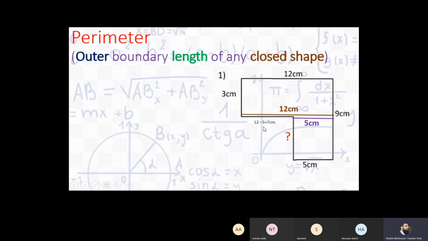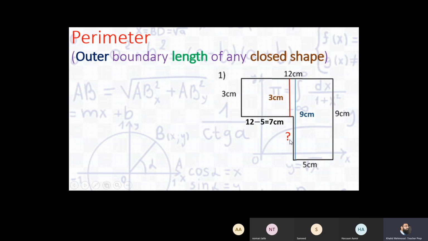So that's why our answer will be 12 minus 5, which is equal to 7 centimeters. Similarly, if you want to know about this side, we'll be finding the total length of the vertical side. The total vertical is 9 centimeters, so I'm taking this 9 centimeters here. And similarly, the other vertical side is this one, so I'm taking this 3 centimeters here.